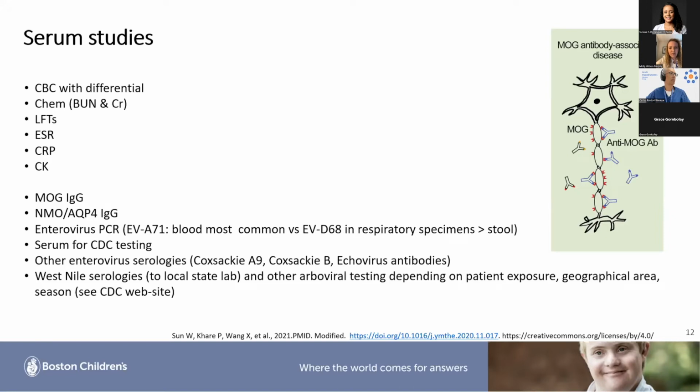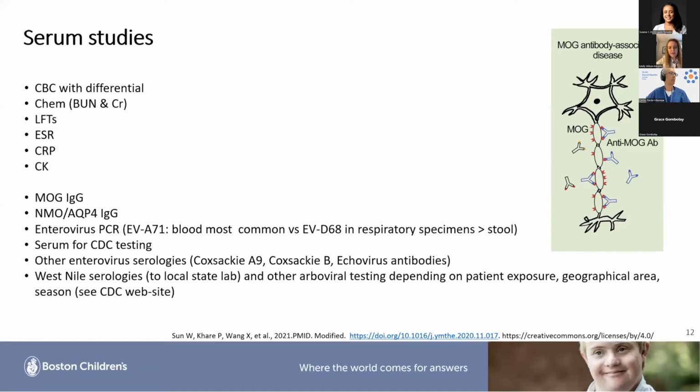Enterovirus PCR from the blood. So in enterovirus A71 cases of AFM, blood is the most commonly positive specimen where enterovirus is found, versus in enterovirus D68, it's most commonly respiratory specimens, and then followed by stool, but much more commonly respiratory. Serum for CDC testing, which again, we'll hear more about later.